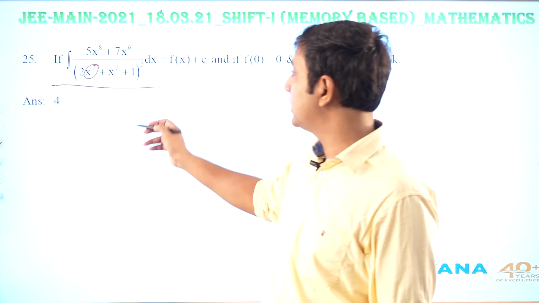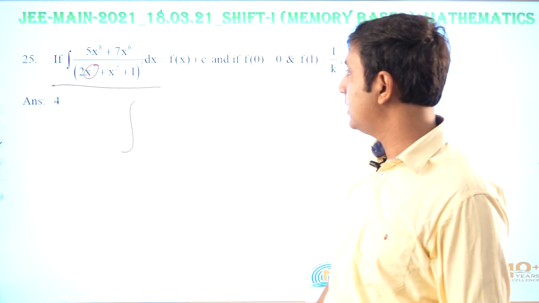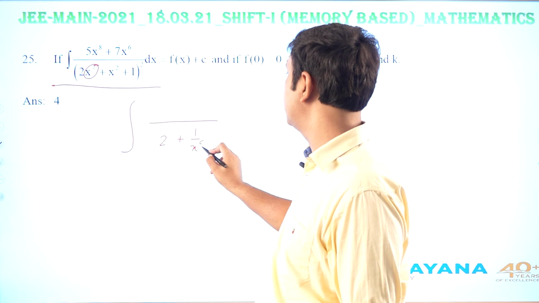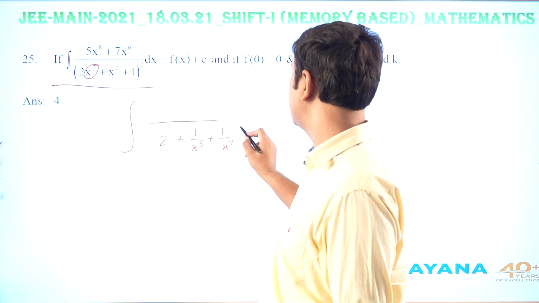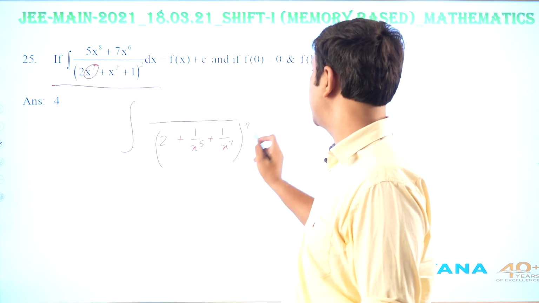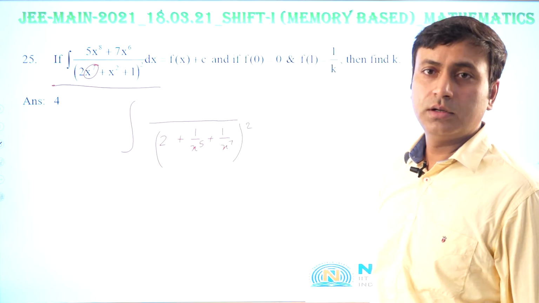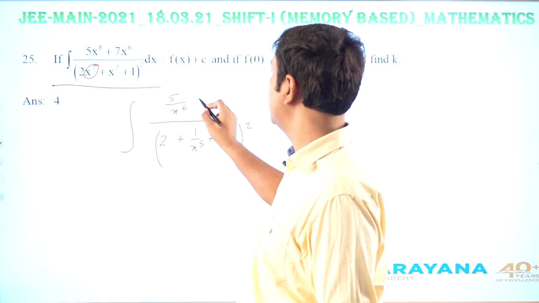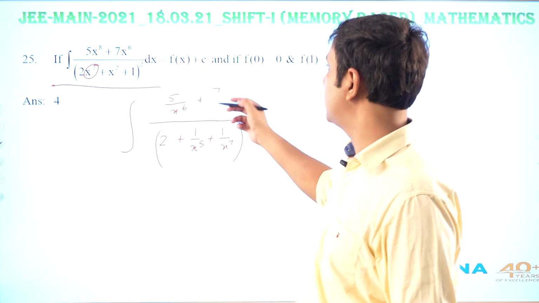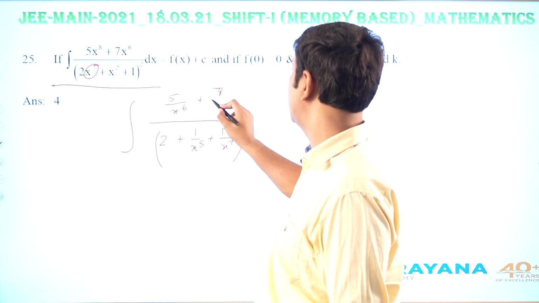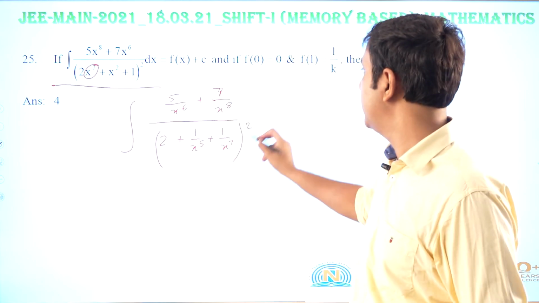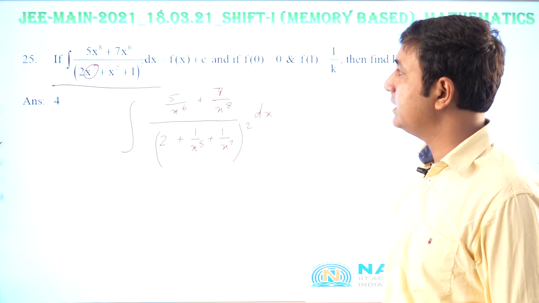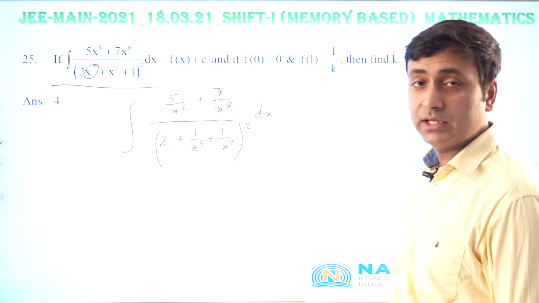If I do that, this expression will become the integration of, denominator will be (2 plus 1 upon x power 5 plus 1 upon x power 7) whole square. Numerator, after doing that, will become 5 upon x power 6 plus 7 upon x power 8, dx. Notice both integrals are same, just numerator and denominator have been divided by x power 14.